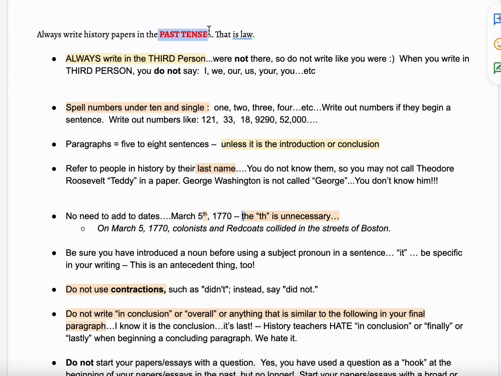Always write in the past tense. The American Revolution isn't still happening. It already happened. Okay? George Washington's dead. Sam Adams is dead. The Boston Tea Party already happened. It's not still going on.